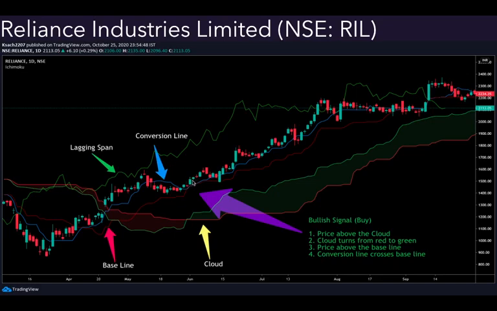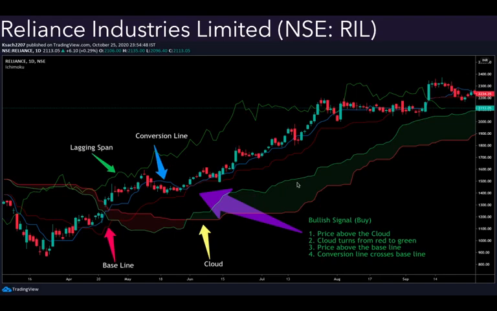That is a buy. So if someone would have bought Reliance at this level, which is approximately 1500 levels, he could have earned easily 600 points and could have squared his trade at around 2100 levels, right? So you have to hold your trade until the lagging span crosses or cuts your stock price, or the stock price moves below the baseline, or the color of the cloud turns red from green. So you can hold your trade till that level.